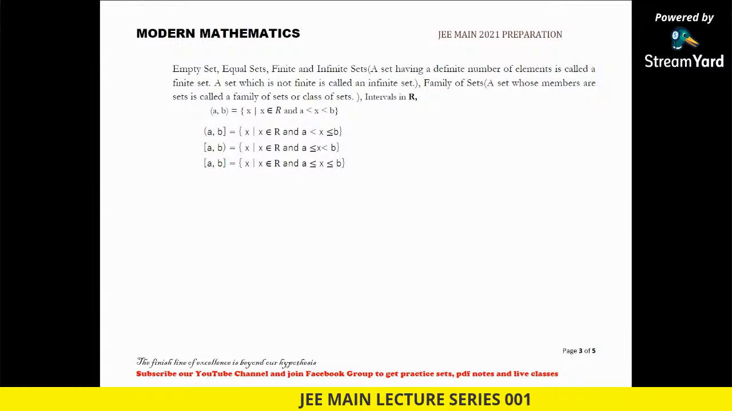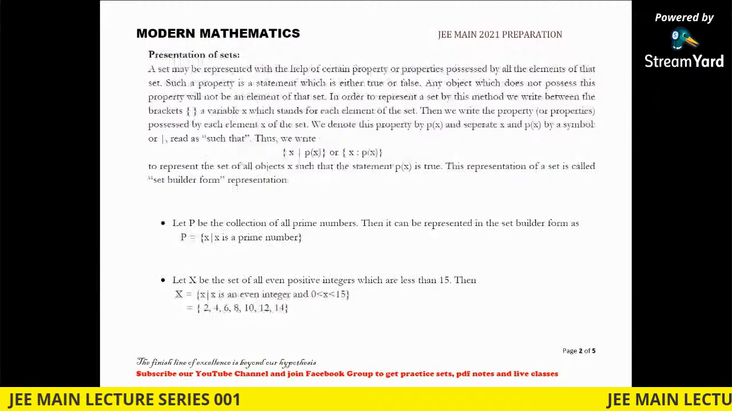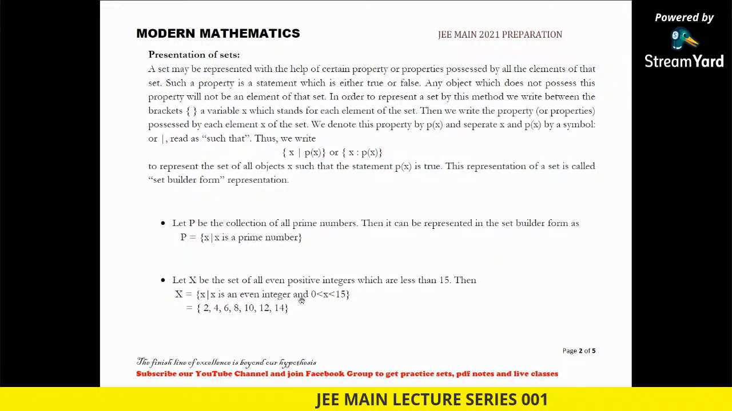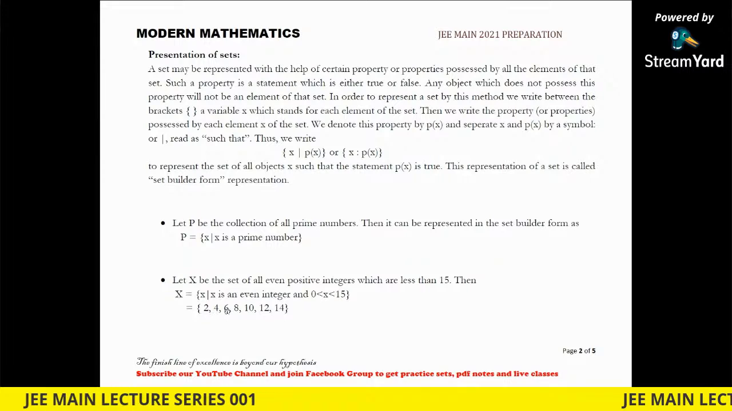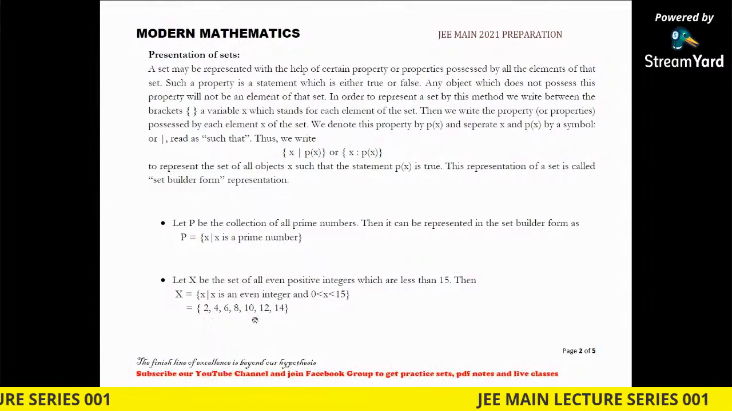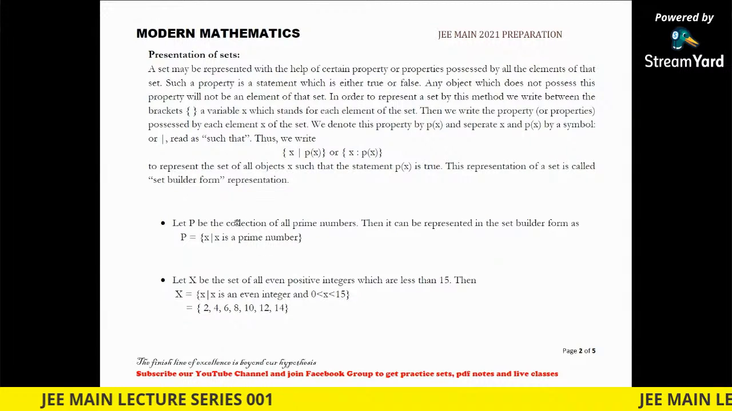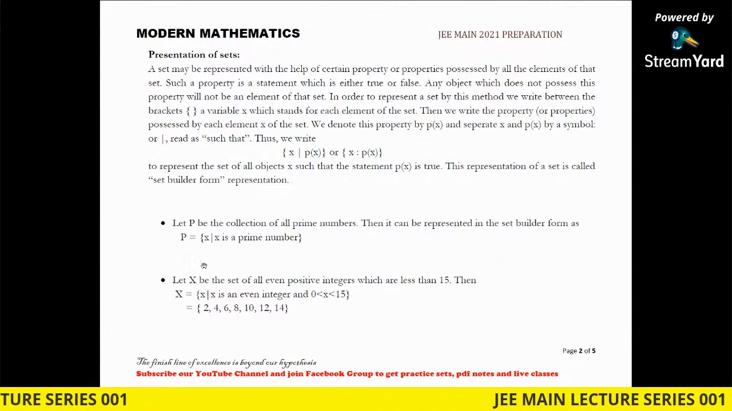As an example, take the set of x such that x is an even integer and 0 less than x less than 15. There are only seven numbers, so this is a finite set. But for the first example, P is the set of x such that x is a prime number, there is an infinite number of values. So P is an infinite set, and here the set of x is a finite set.